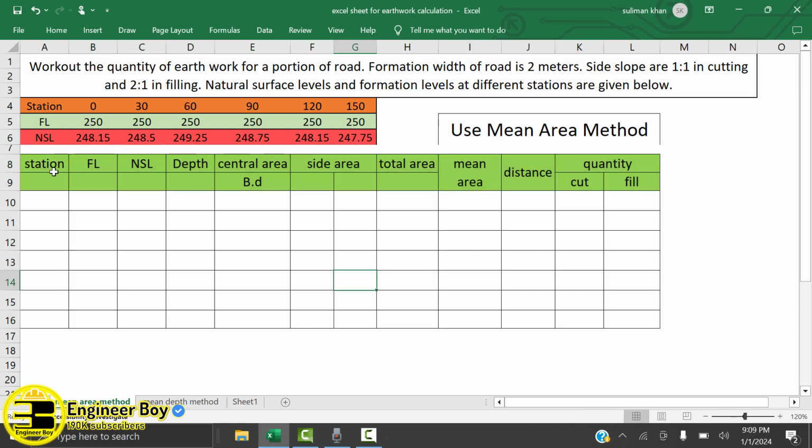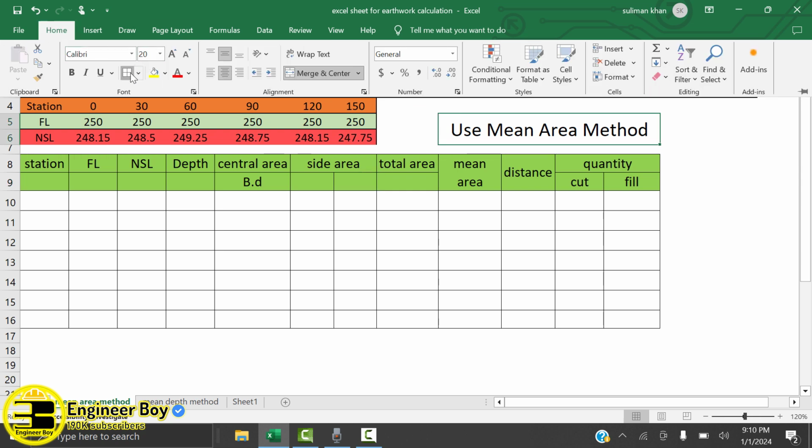So simple. We have station, formation level, NSL, the natural surface level, the depth at each station. Then we have the central area, and the side area. I'm going to teach all these things, so you have to just wait and watch carefully.